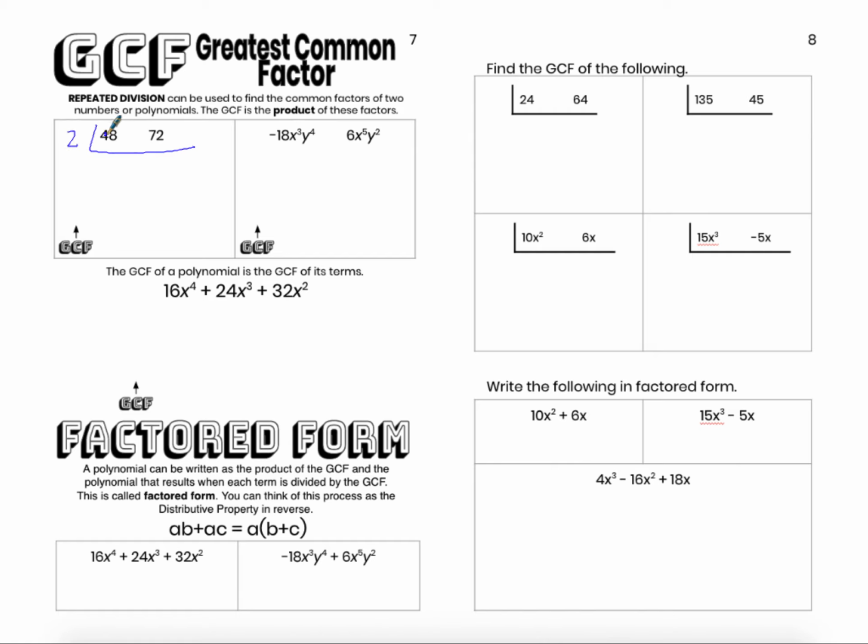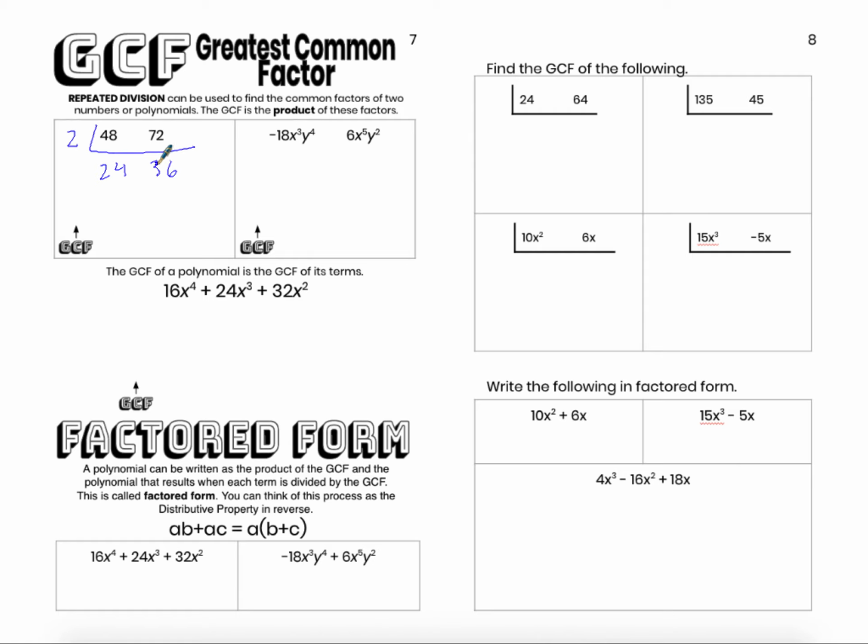Two even numbers, I can always say 2 is a common factor. And then what I'm going to do is just divide both of the numbers by 2. 48 divided by 2 is 24. 72 divided by 2 is 36. Since what I have left, that quotient, still has a common factor, I am not done yet.